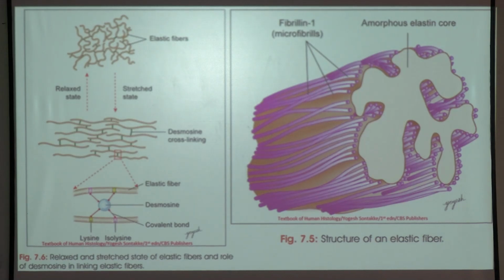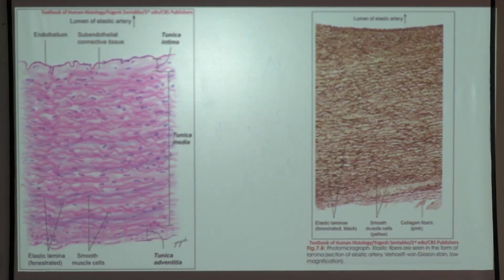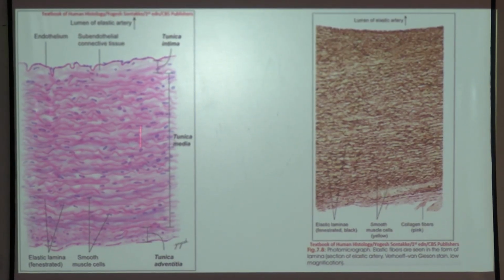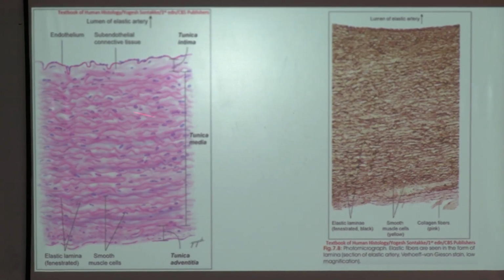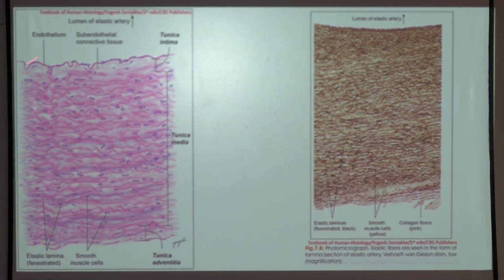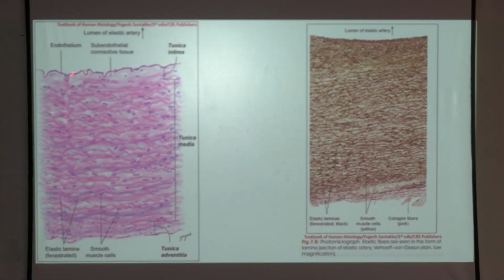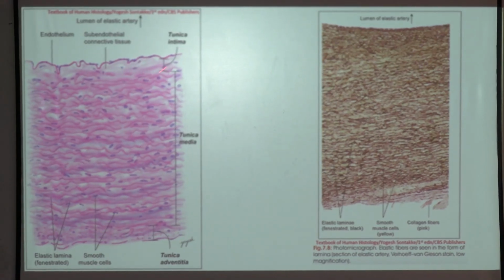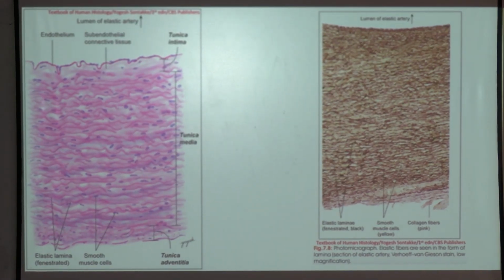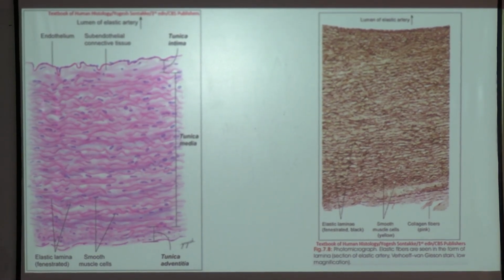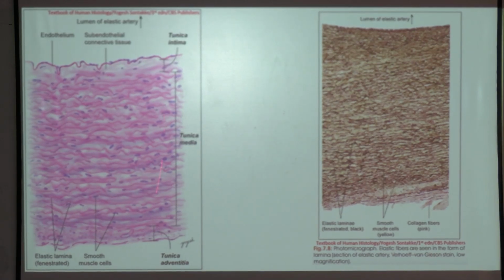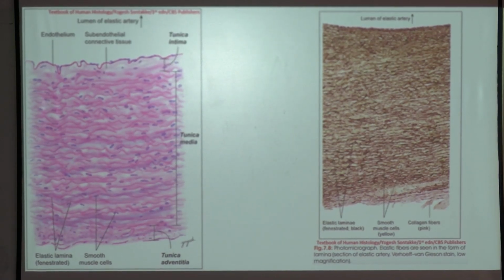Next, this is the wall of a blood vessel. You can see the endothelium, and this is the lumen of the blood vessel. This is the lining epithelium of the blood vessel, the endothelium. Three layers are present in the wall of a blood vessel: tunica intima, tunica media, and tunica adventitia.